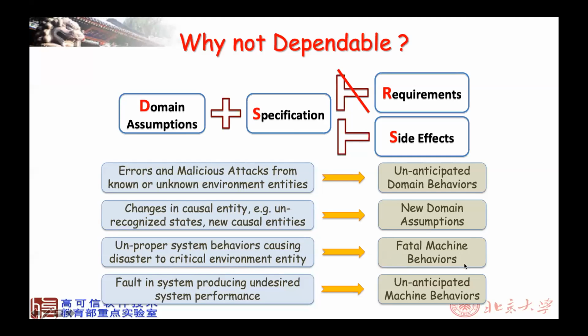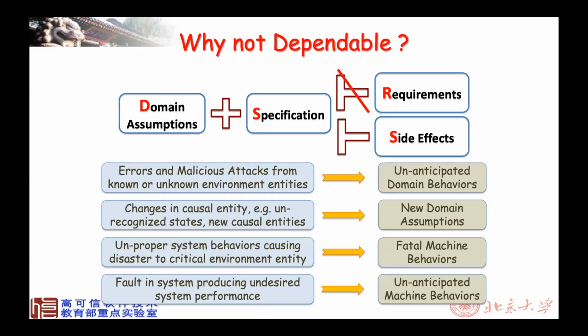For example, for a self-driving car, if a human is just standing in front of the car and you drive the car, this is a wrong behavior. So this is an unanticipated machine behavior. A fault in the system producing undesired system performance is also unanticipated machine behavior. So there are many reasons for undependability.